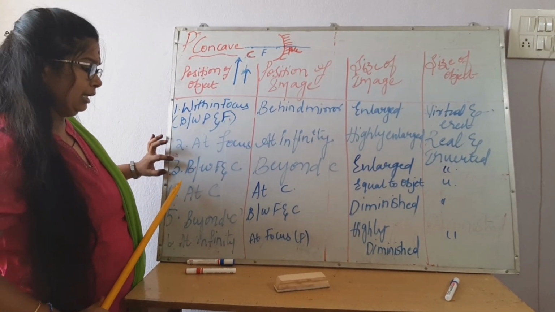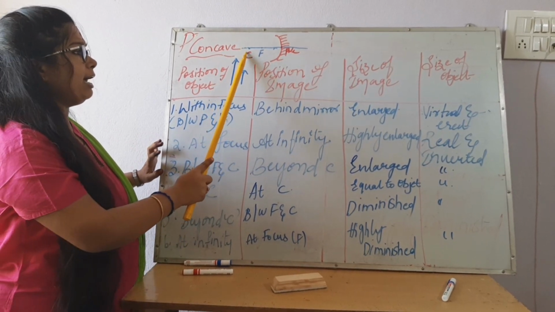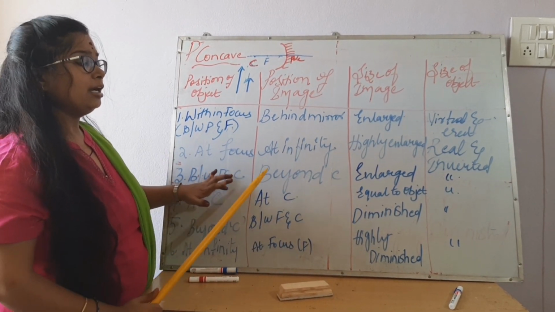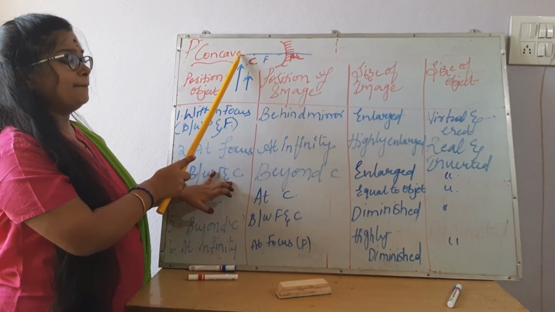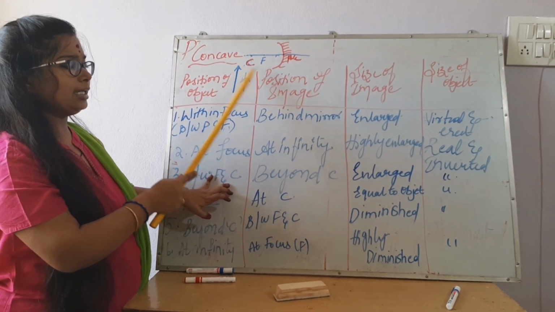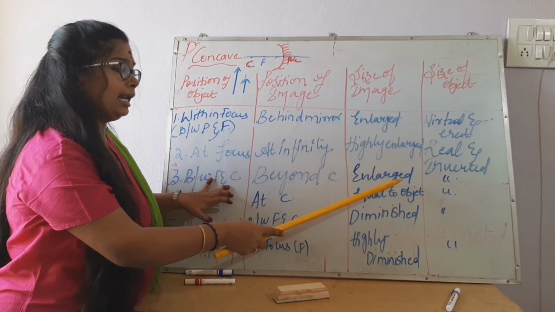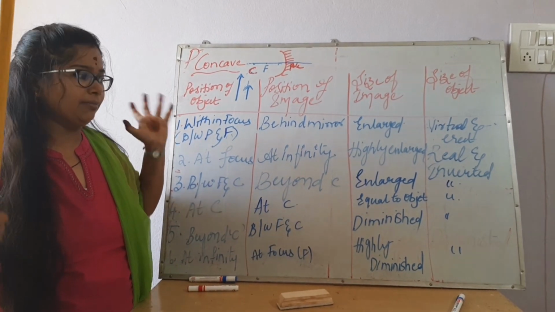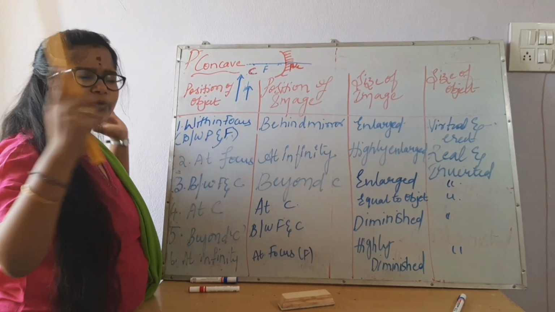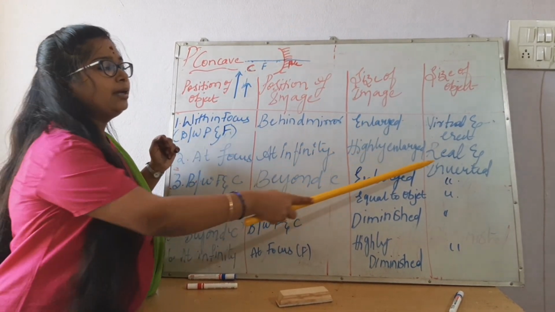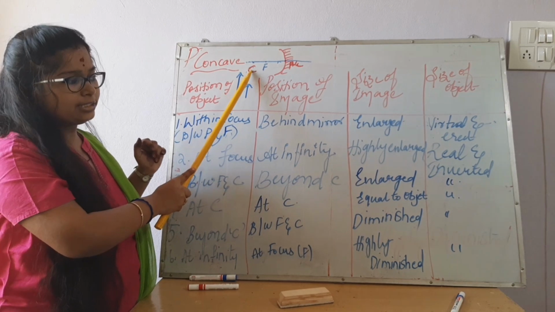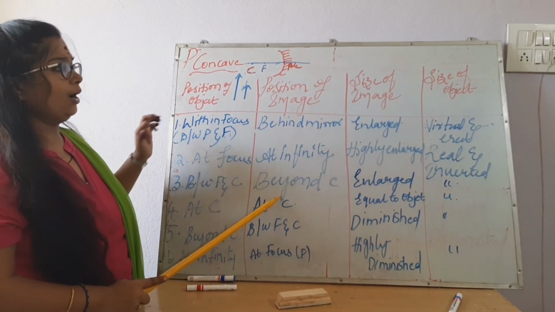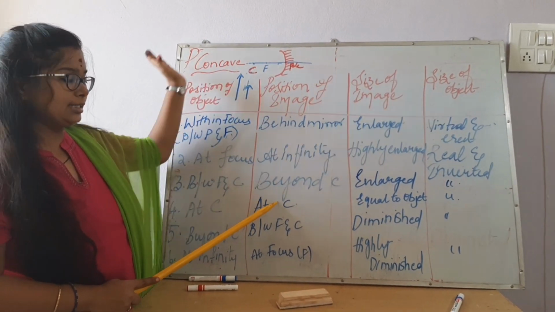Next, between F and C, if I keep the object between focus and center of curvature, where is the image formed? Beyond C here, beyond C. How will the image be? Enlarged. Enlarged means a big image will be formed. Highly enlarged, very big. This big. Real and inverted image. Yes, the rays meet really. Where do the rays meet really? Beyond C.